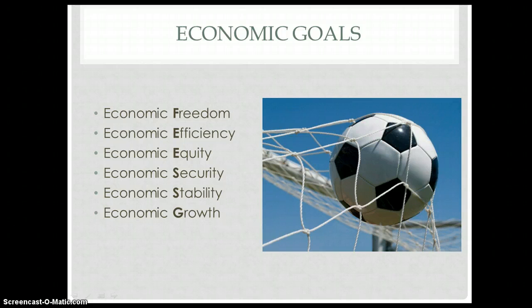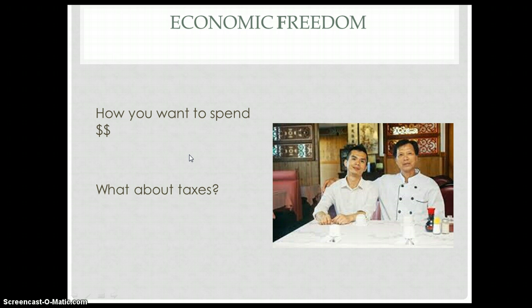However, getting one, for example, economic freedom, might mean that you have less economic equity. Do you want to focus more on having security? Well, that could affect you in growth. So we'll see that these are 7 of the goals that economic systems have, and different economic systems value different goals. Let's look at economic freedom.